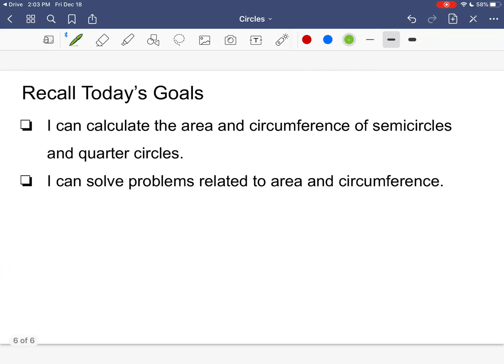So you saw today how to calculate the area and circumference of semicircles and quarter circles, and you saw how to solve problems related to area and circumference. And that's the end of today's lesson.